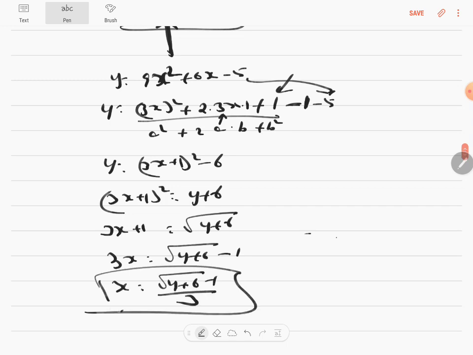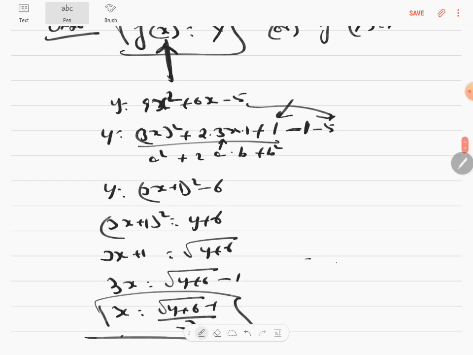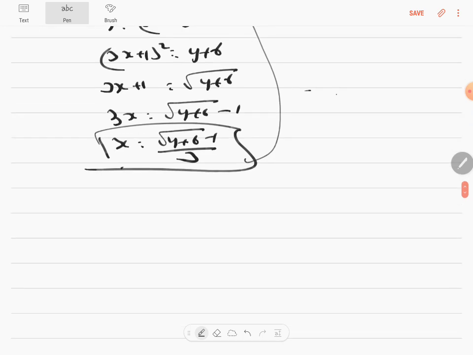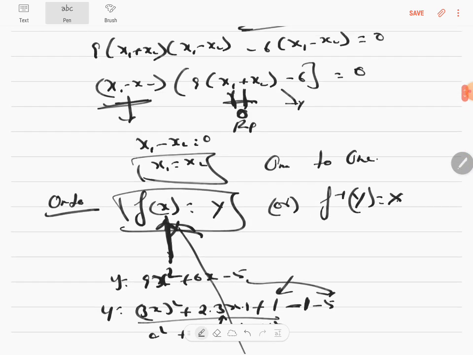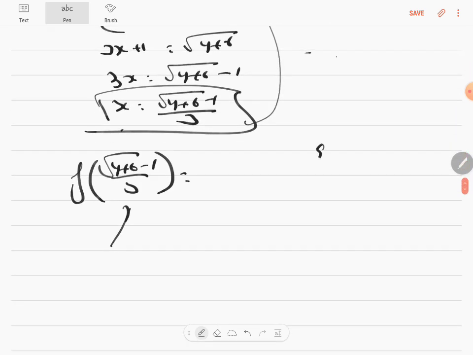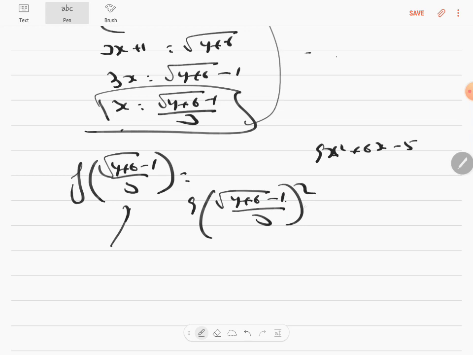And this is your x. You should substitute that in here, because you have to prove f(x) = y. So f((√(y + 6) - 1)/3). Wherever x is, you have to substitute this. What is the formula for it? It's 9x² + 6x - 5. Wherever x is, you should substitute it: 9((√(y + 6) - 1)/3)² + 6((√(y + 6) - 1)/3) - 5.